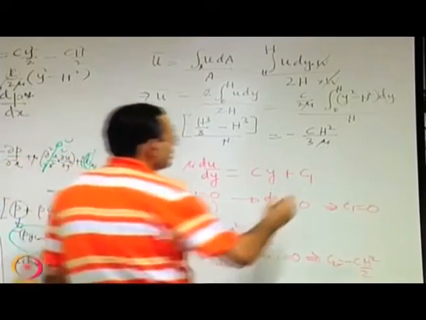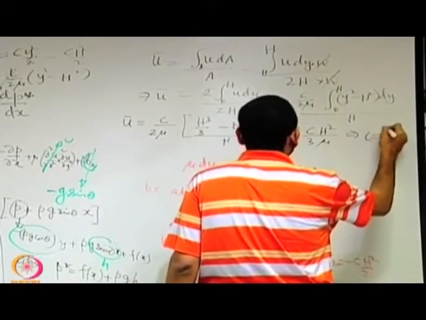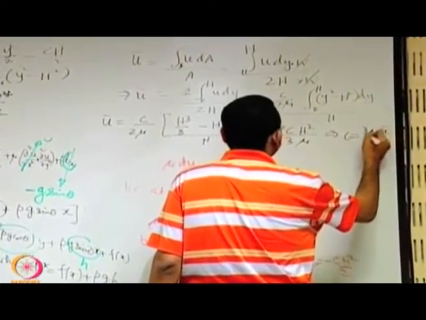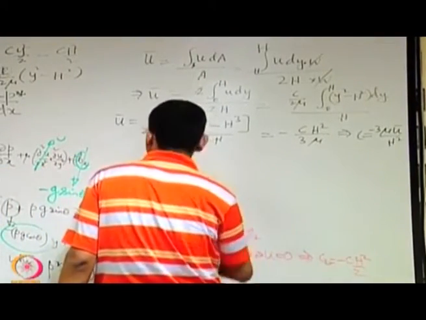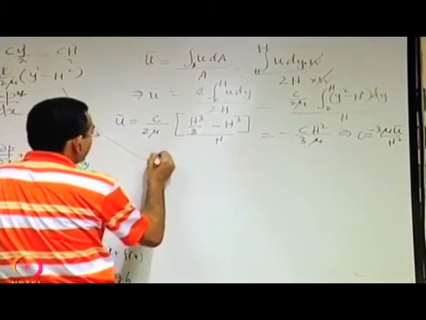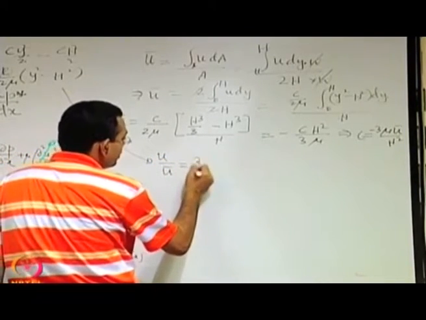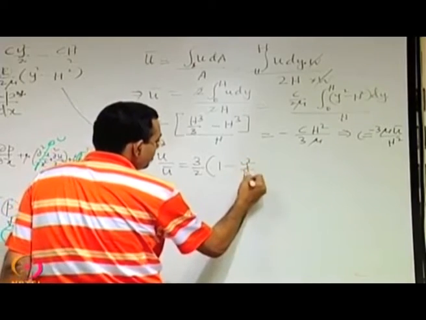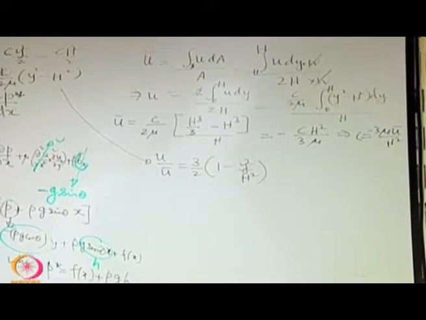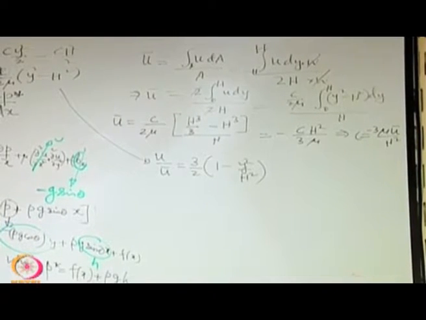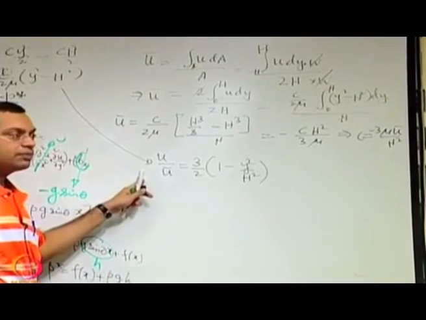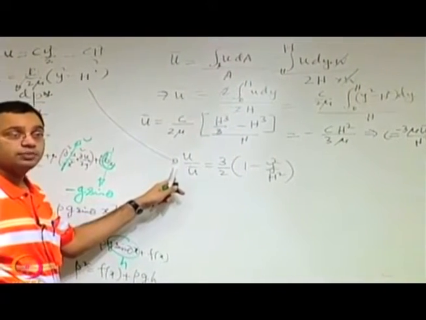So you can write c as minus 3 mu u average by h square, and that if you substitute in the expression for u, you will get from this expression u by u average is 3 by 2 into 1 minus y square by h square, and clearly the form shows that it is a parabolic velocity profile. So that is the first objective that we have satisfied, that we have found out what is the velocity profile.